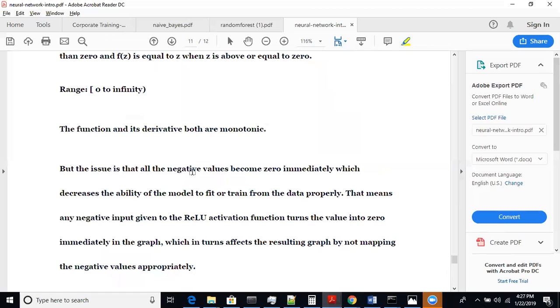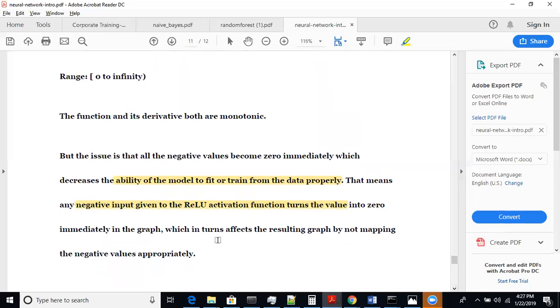Here is also one disadvantage. Negative values become zero immediately, which decreases the ability of the model to learn or train from the data properly. Any negative input given to the ReLU function turns the values into zero, which in turn affects the resulting graph by not mapping negative values with negative values appropriately.